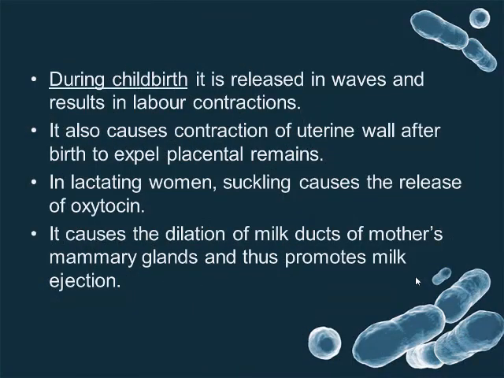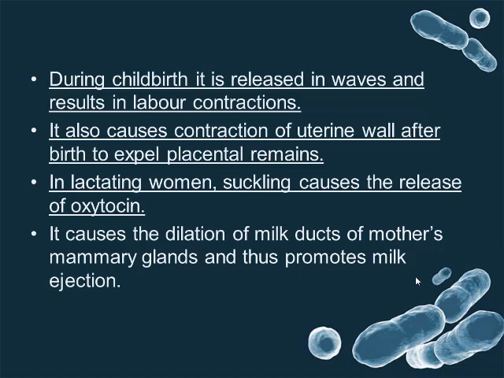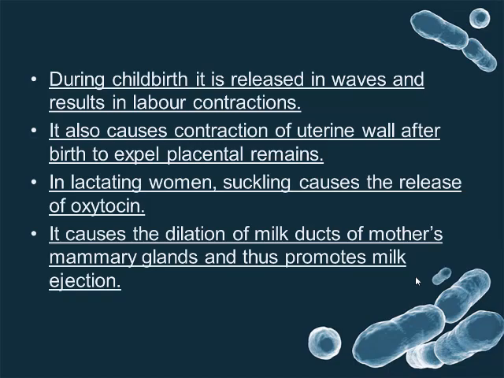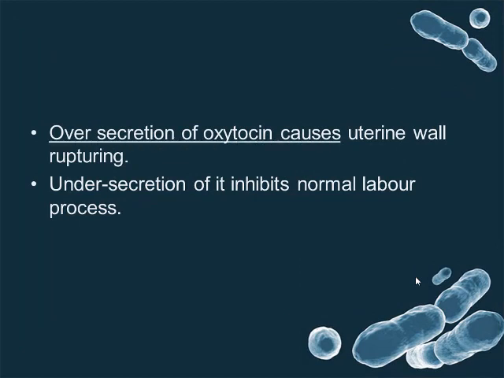During childbirth, it is released in waves and results in labor contractions. It also causes contraction of uterine wall after birth to expel placental remains. In lactating women, suckling causes the release of oxytocin. It causes the dilation of milk ducts of mother's mammary glands and thus promotes milk ejection. Over secretion of oxytocin causes uterine wall rupturing. Under secretion of it inhibits normal labor process.